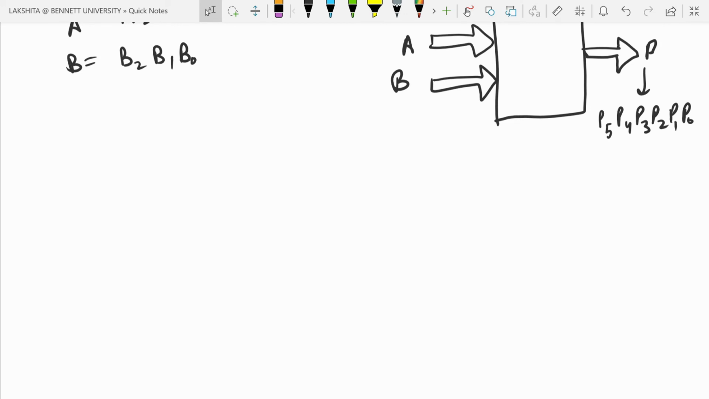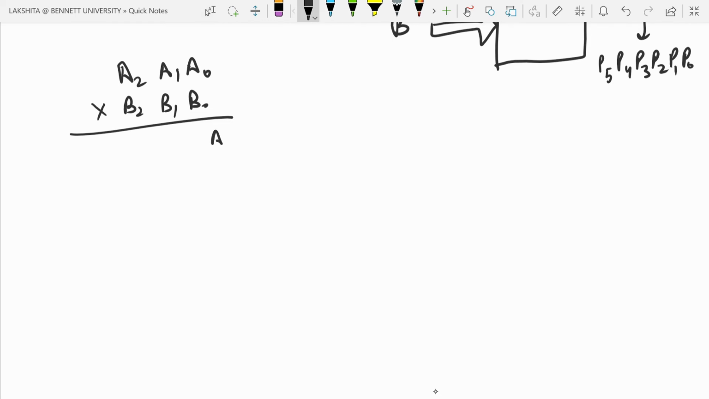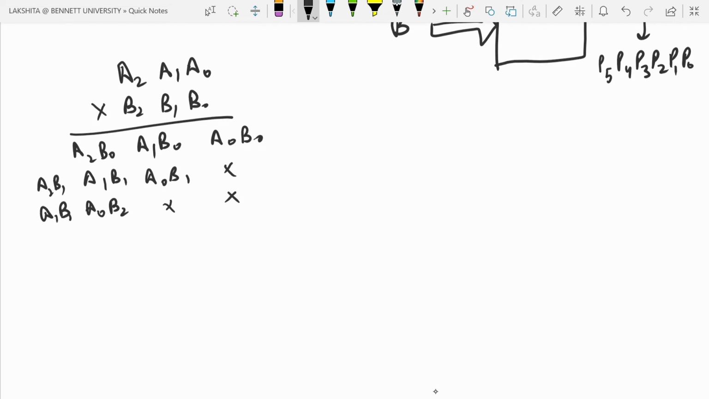So now we need to find the values of all the P's. So we will multiply the two numbers A2, A1, A0 multiplied with B2, B1, B0. We will similarly multiply it: A0 B0, A1 B0, A2 B0, A0 B1, A1 B1, A2 B1, A0 B2, A1 B2 and A2 B2.